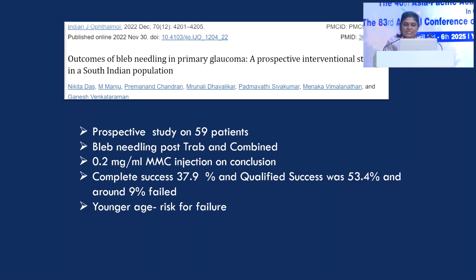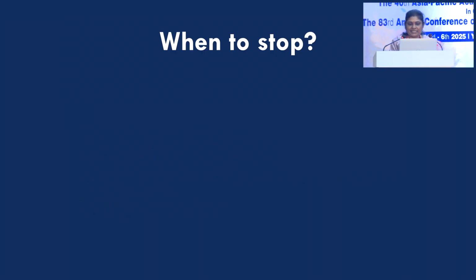And here, as you can see, they have given injections of 0.2 milligram per ml of MMC. The complete success in these patients who had either a TRAB or a combined surgery was 37.9%, and the qualified success was 53%. And of course, in this paper, younger age was a risk factor.